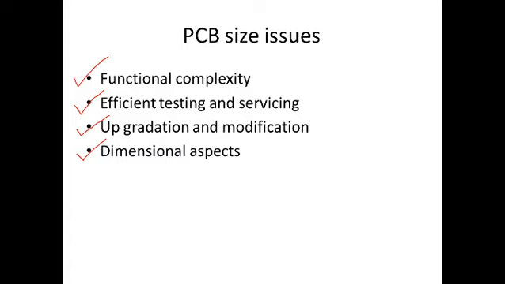The last one is the dimensional aspect. The PCB size can also be decided by exterior design requirements, that is, for an ultra slim mobile, a very small compact PCB size must be used. So depending upon your product, the dimensions of the PCB will be decided. These are the different parameters which will decide the PCB size: functional complexity, efficient testing and servicing, upgradation and modification, and the last one is the dimensional aspects.